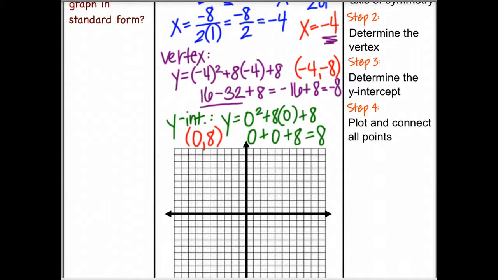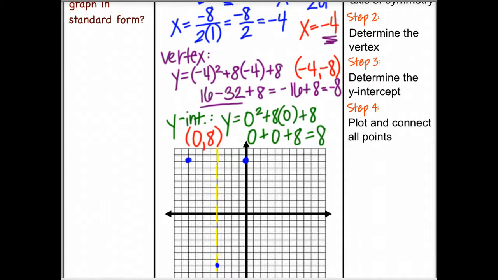The first thing I want to do is draw in that axis of symmetry, x equals negative 4. So I'm going to draw a dotted line through that spot so I know where my axis of symmetry is. Then I want to plot my points. Negative 4, negative 8. So I go down 1, 2, 3, 4, 5, 6, 7, 8. And then I have a y-intercept of 0, 8. 1, 2, 3, 4, 5, 6, 7, 8. And then I can start by mirroring this point here over 4 on the other side of the axis of symmetry.